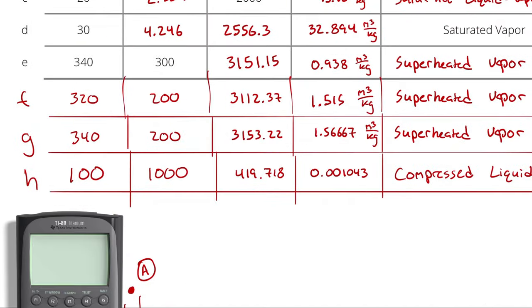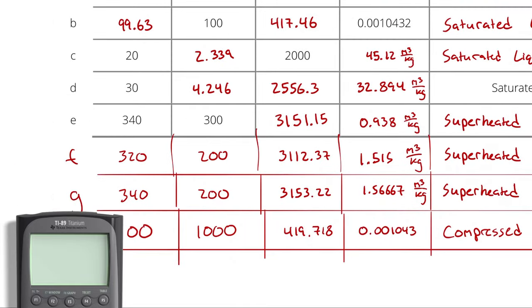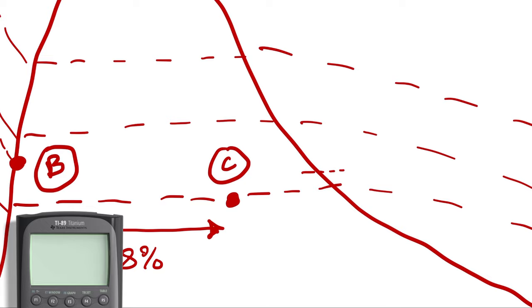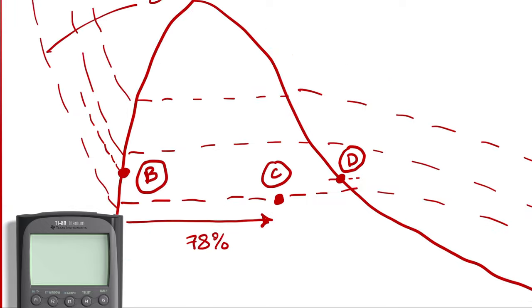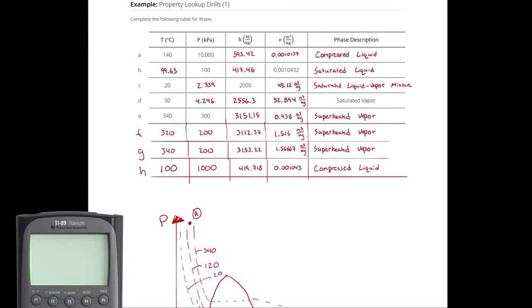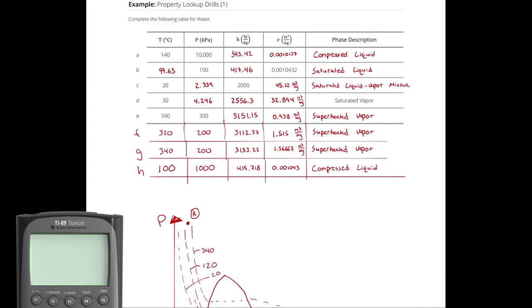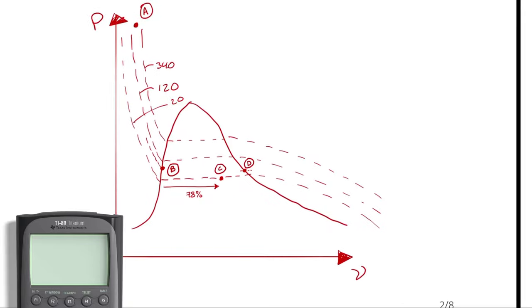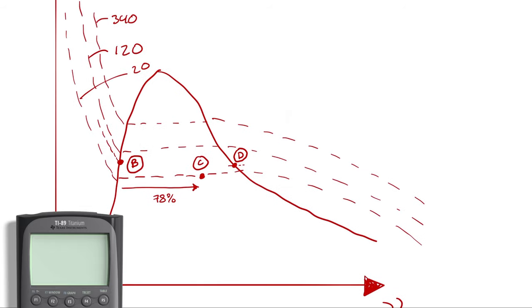Then state point D is a saturated vapor at 30 degrees Celsius, which is going to be just a little bit higher. Call it here. So if I wanted to, I could draw a whole bunch more lines of constant temperature, but I think it would be a little bit overwhelming on this plot right now. State point E is a superheated vapor at 340 degrees Celsius and 300 kilopascals. So that's going to be on our top line of constant temperature and to the right of our dome.